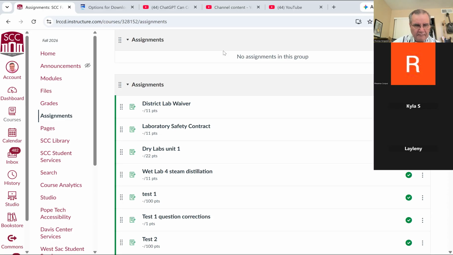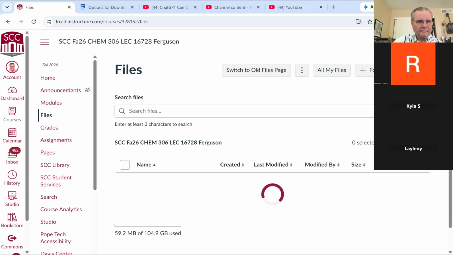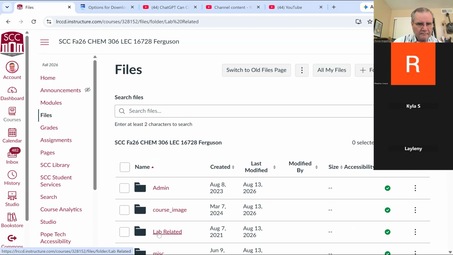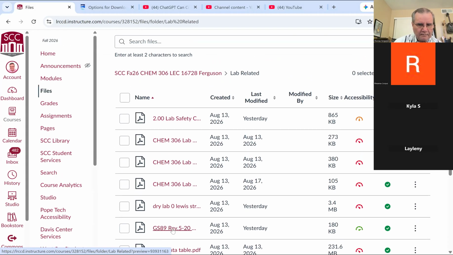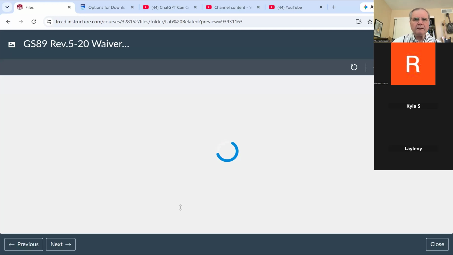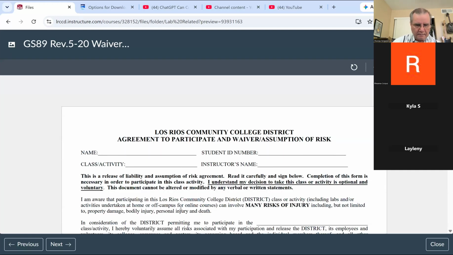The waiver doesn't show up when I try to click the district lab waiver assignment. Where do I find it? Where were you clicking? I was clicking on the assignment itself, and I thought the file was supposed to show up on there.